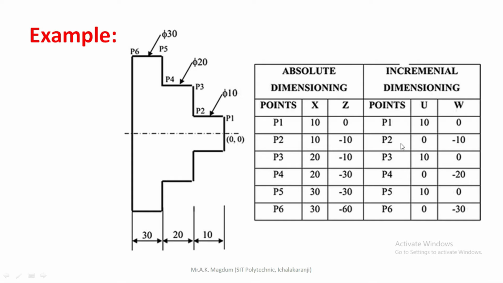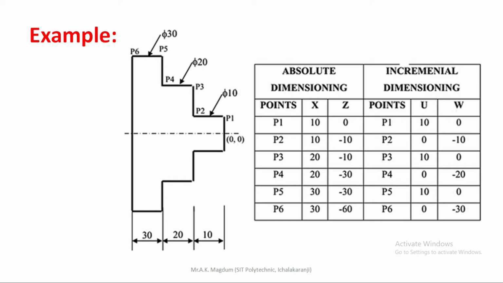But when you compare that P2 point with the incremental coordinate system, here x is 0, or in the case of u, that is 0, you observe here. Next, w is minus 10. That is very important. Here there is no need to give repeated values, because the diameter is the same, P2 and P1 diameter is the same, but there is only a shifting of the dimension towards minus 10.